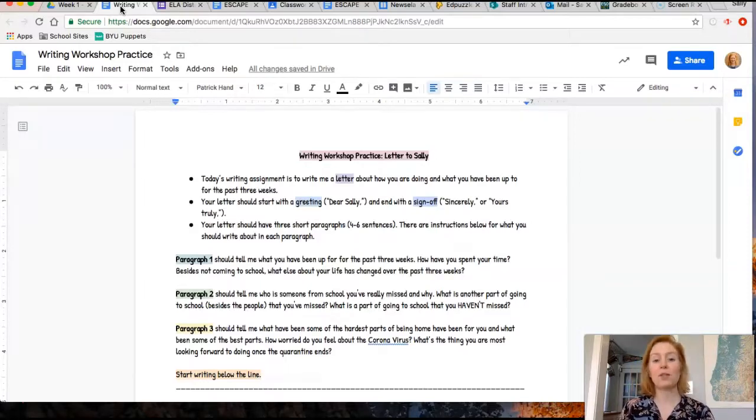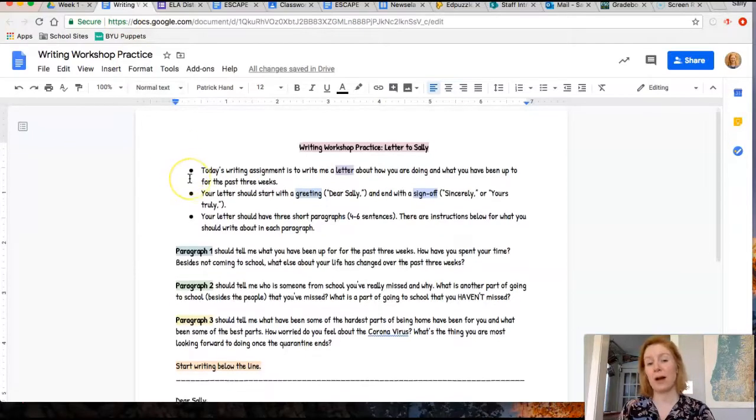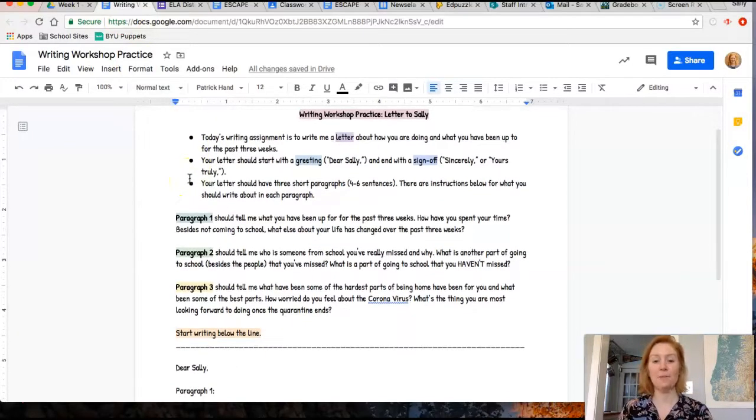So you are going to write me a letter. It's also really good practice to write a formal letter. And it's a letter just about how you're doing and what you've been up to for the past 3 weeks. You will start it with a greeting and a sign-off, like any formal letter should have. And your letter needs to have 3 short paragraphs. And a paragraph for this purpose is 4 to 6 sentences. And there are instructions below for what you should write.